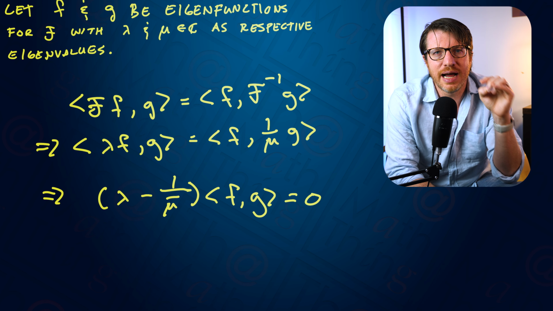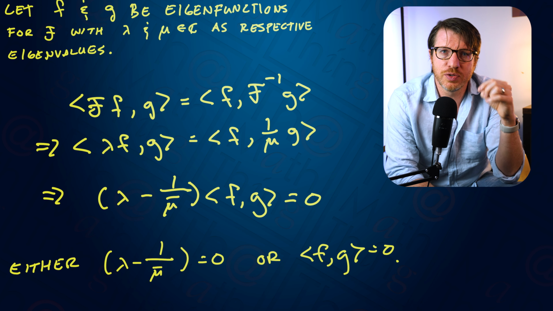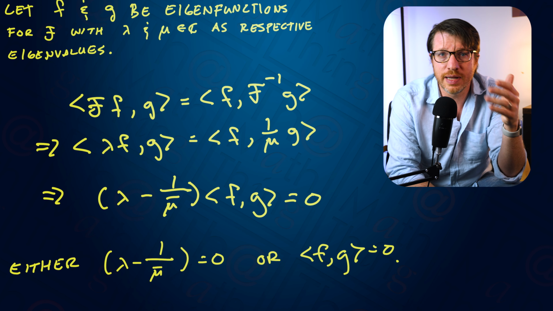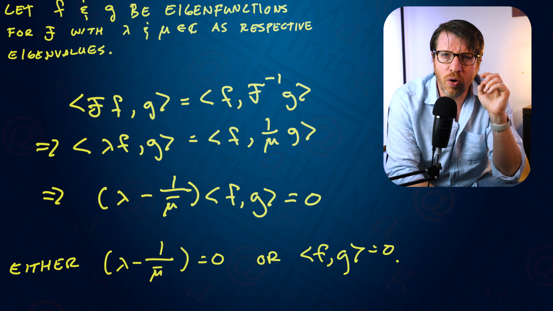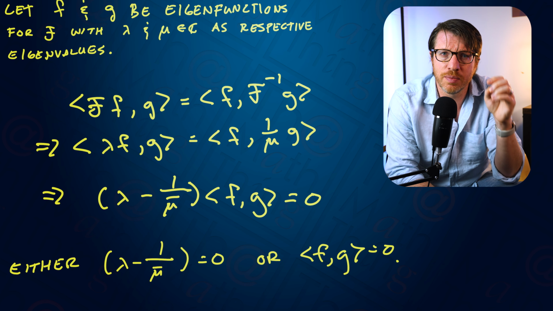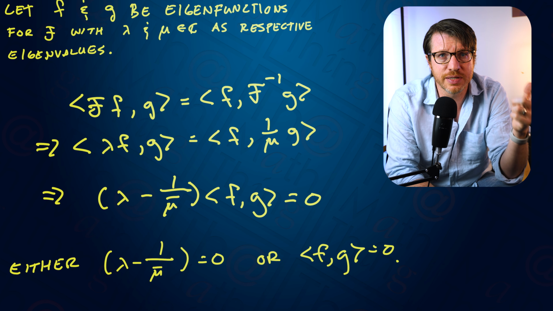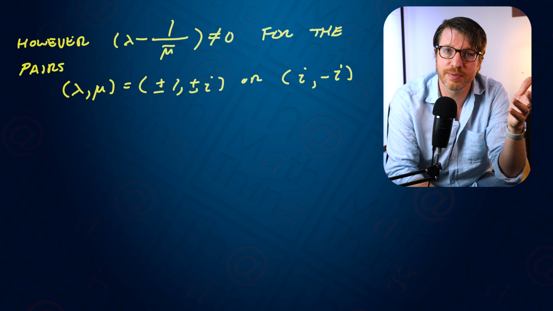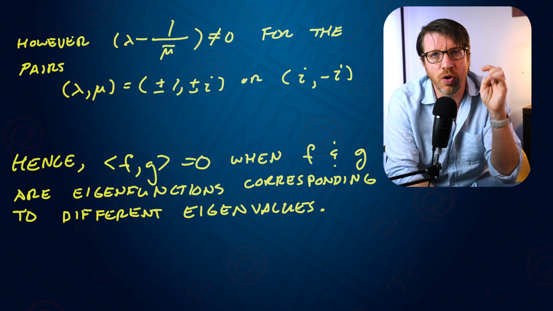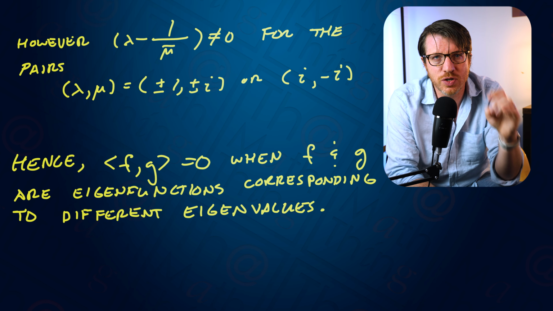This tells us that either lambda is equal to 1 over bar mu, or that the inner product of f with g is equal to 0. Since the only eigenvalues for the Fourier transform are plus and minus 1 and plus and minus i, we can quickly see that lambda is not equal to 1 over bar mu for any combination of eigenvalues. Hence, f and g are orthogonal if they correspond to different eigenvalues.